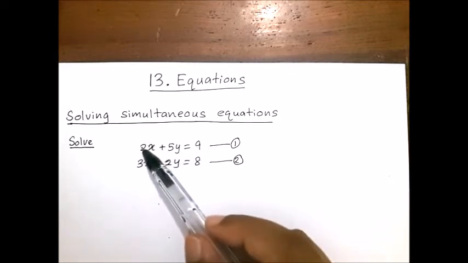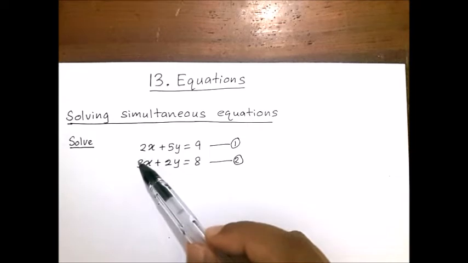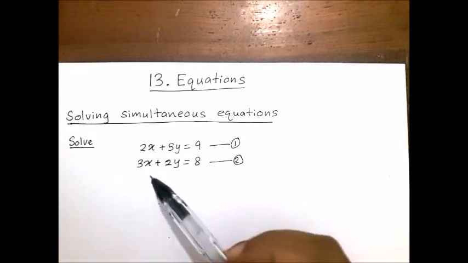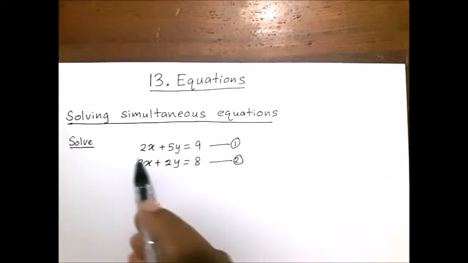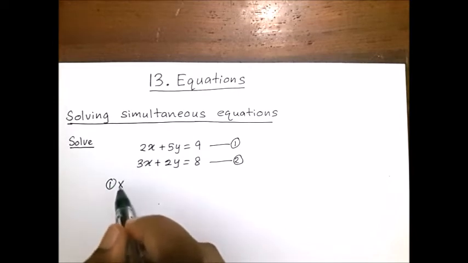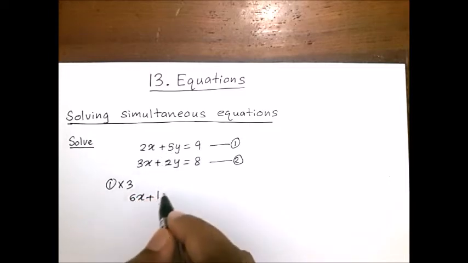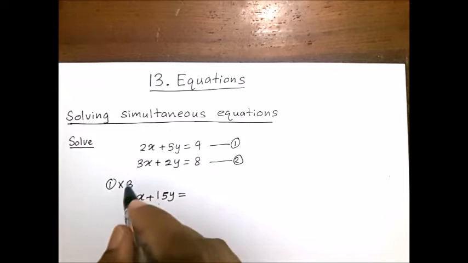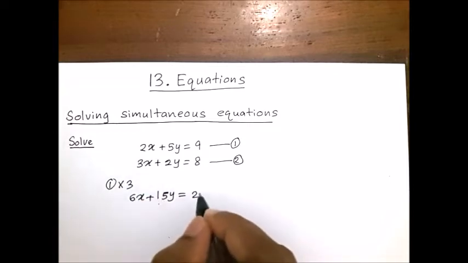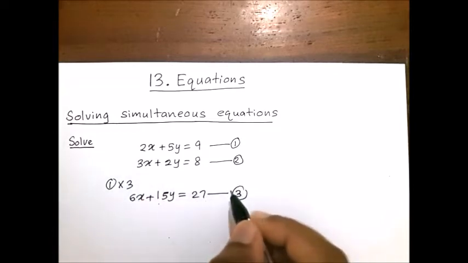I am going to convert these coefficients into an equal term. You can convert both 2 and 3 into 6. So first equation multiply by 3. Multiply each and every term by 3. 3 multiply by 2, 6x. 3 multiply by 5, 15y. 9 multiply by 3, 27. Name this as third equation.